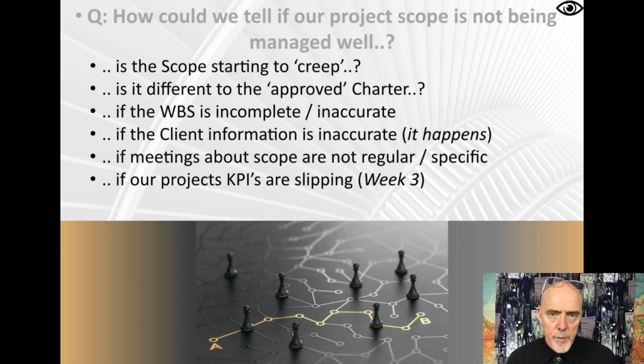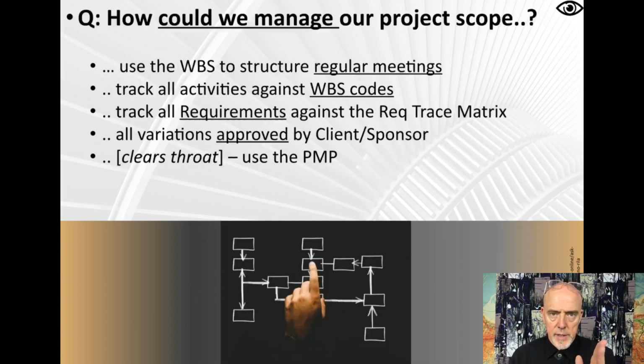Was the client information inaccurate? And yes, that can happen. So we go back and test that if we get some updated information reflected in our WBS and bump ourselves back on track. If the meetings are not regular and driven by the WBS, they become a chat fest. So the WBS, you can call people in just for that meeting. It's also a way to test if our KPIs, we encountered them previously, are starting to slip. What do we do? Make sure that we use a WBS as a structure to most of our engineering meetings.